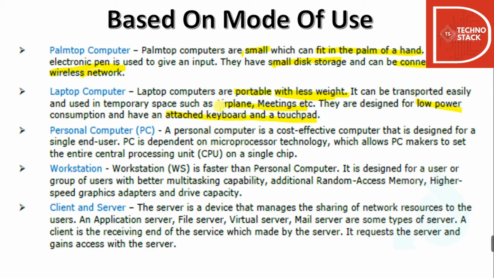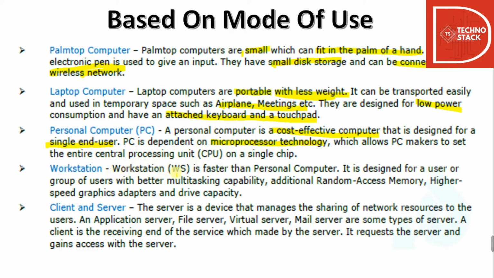Then we have a personal computer, that is a cost-effective computer that is designed for a single end user. So one user can use it at a time. PC is dependent on microprocessor technology. We have Intel as the microprocessor that we used in many of them. Then it is AMD and other microprocessors also come. So you might have heard of Intel Core i5, i7. So there are microprocessor technologies which allow PC makers to set the entire central processing unit on a single chip. So these processors are just a chip form of it, and that works as the brain of computers somehow.